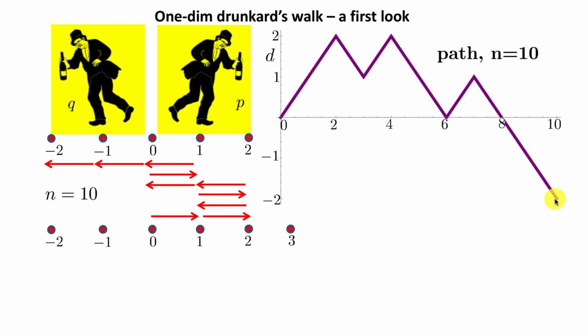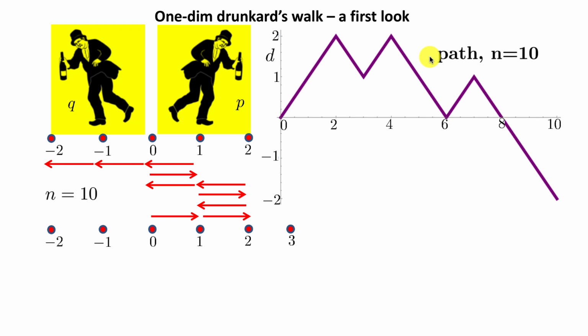Now, this is just one particular path. He could have, of course, started from here, moved to the left and then left again, and he could have kept moving 10 steps to the left, or he could have moved 10 steps to the right. This over here is a particular path of 10 steps.